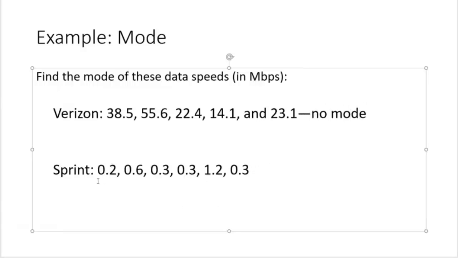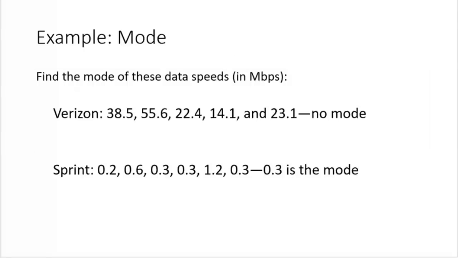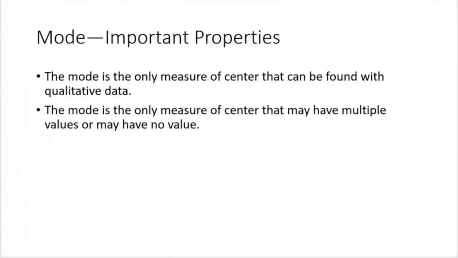However, on this one with Sprint, if you look along the lines here, they don't have to be sorted when it's a really short data list. If it's long, you'll really want to have it sorted. But we have 0.3 that occurs 3 times. Nothing else occurs that often. So 0.3 is the mode. You're just looking to see what occurs the most often. It could be none, probably one thing, could be 2 things.